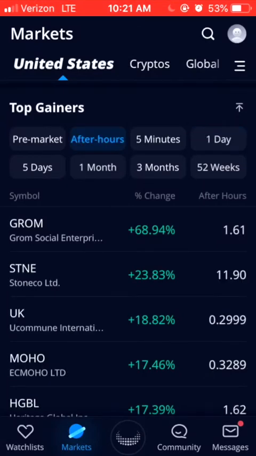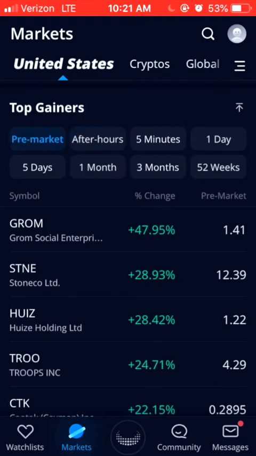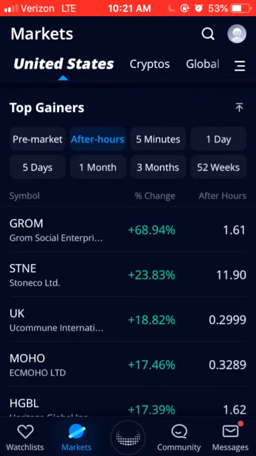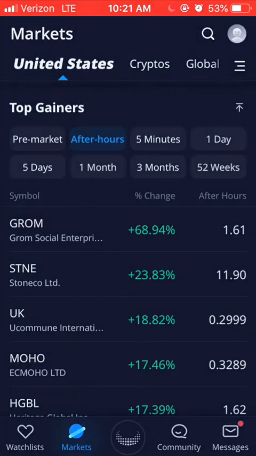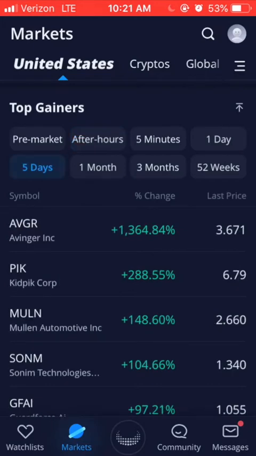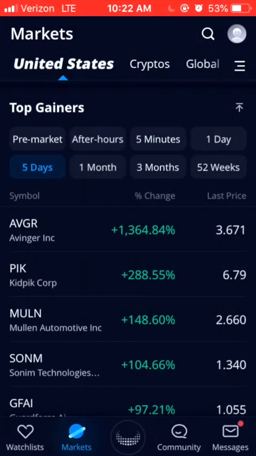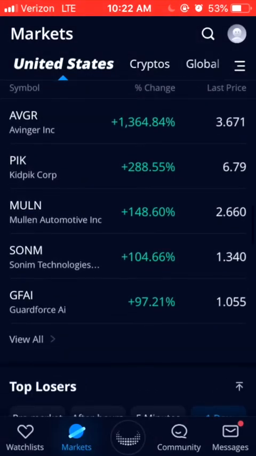You can look after hours, you can look pre-market. Pre-market is before the market opens between 4 a.m. and 9:30 a.m. After hours is between 4 p.m. and 8 p.m. That way you can get a good idea. It's never always right, but you can get a good idea of which stocks are about to move and have people's attention. And you can also look for multiple days, which you would see that apparently Avenger has a ton of change over the past 5 days.